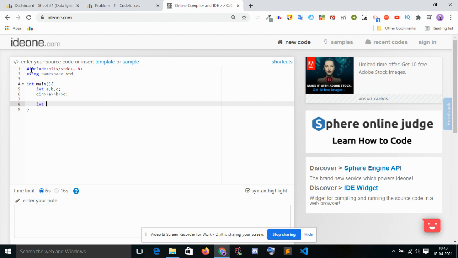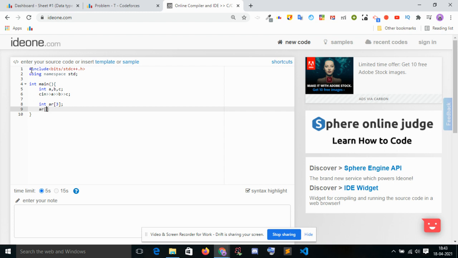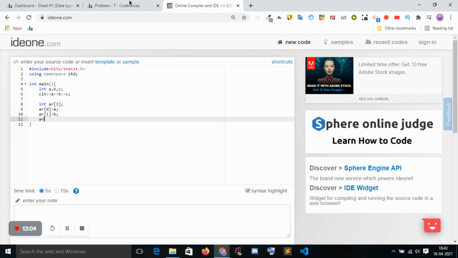So an int array of size 3. Array of 0 equal to a, array of index 1 equal to b, array of 2 equal to c. Okay, so what should I do? sort(array, array plus n), here array plus 3. So what should I do here?